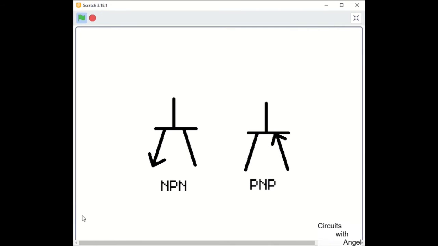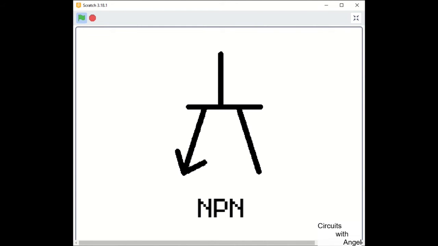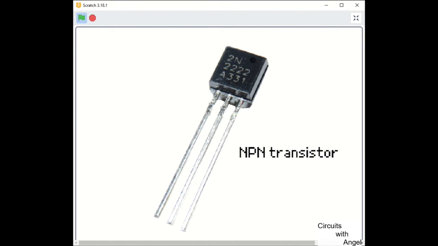The transistor symbol looks like this. There are different types of symbols for different transistors. I have labeled them both so you can tell the difference. The PNP type transistor looks like that, with the arrow pointing in, and the NPN type transistor has the arrow going out. The most common transistor we will be using is a 2N2222 transistor, which is an NPN type transistor.